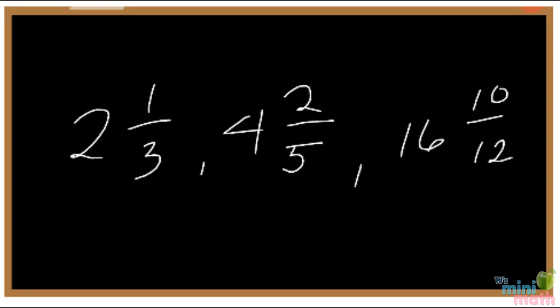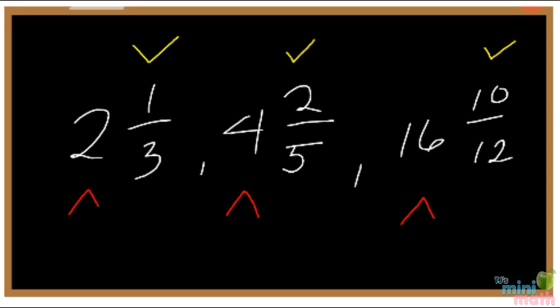In 2 and 1/3, 2 here is the whole number, and 1/3 here is the proper fraction. In 4 and 2/5, 4 here is the whole number, and 2/5 is the proper fraction. In 16 and 10/12, 16 is the whole number, and 10/12 is the proper fraction. As we all know, proper fractions are fractions whose numerator is smaller than the denominator.